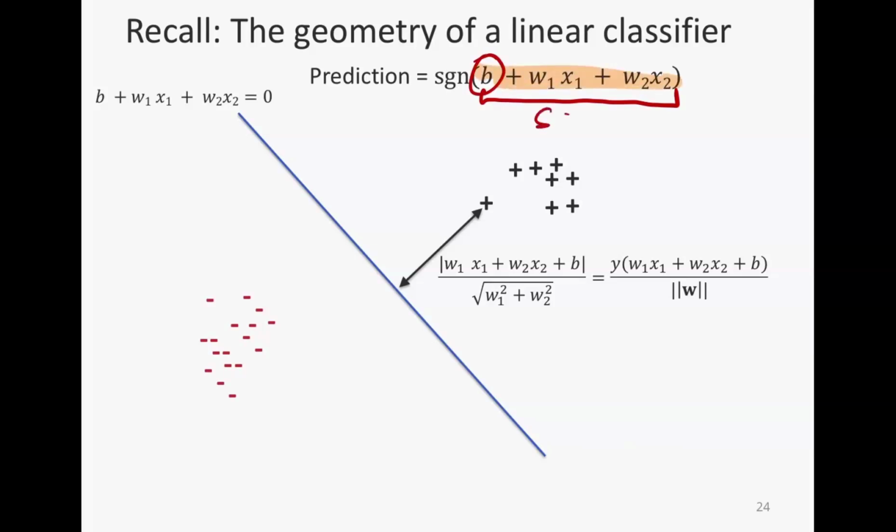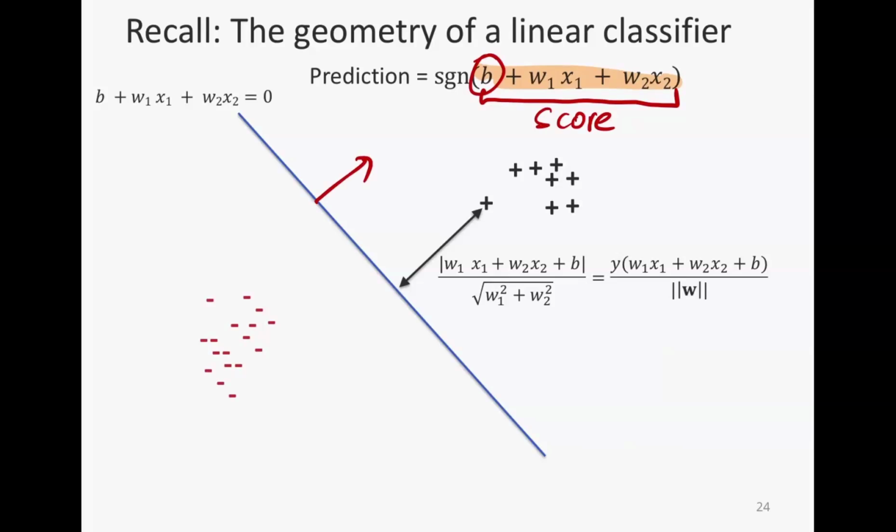I'll call that the score. For now, let's just call it the score, and you have a score associated with that example. If that score is positive, you predict positive. If that score is negative, you predict negative. So all positive examples will have a positive score. The equation of this line is nothing but w1 x1 plus w2 x2 plus b equals 0. This should not be very surprising.